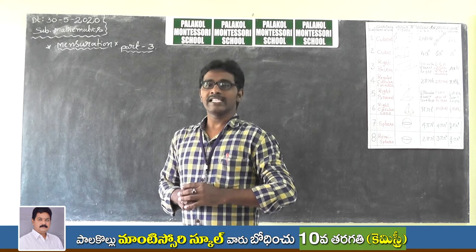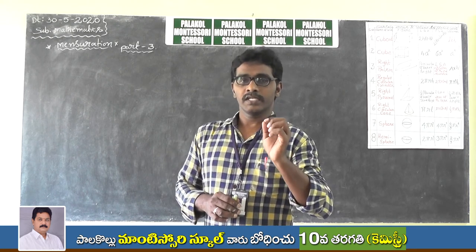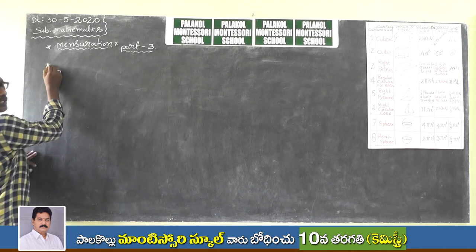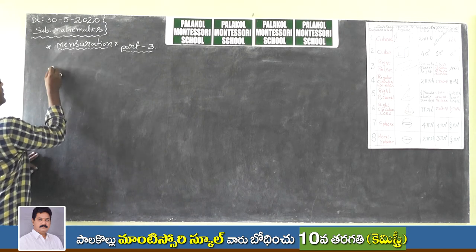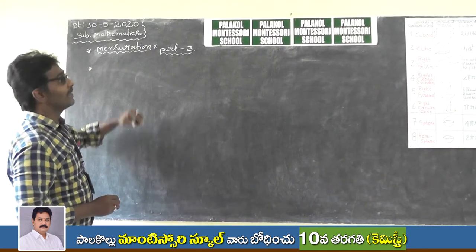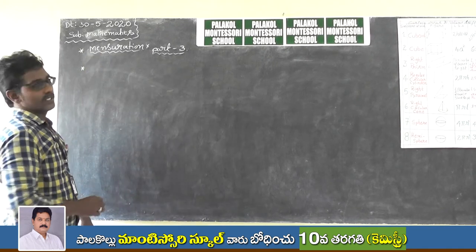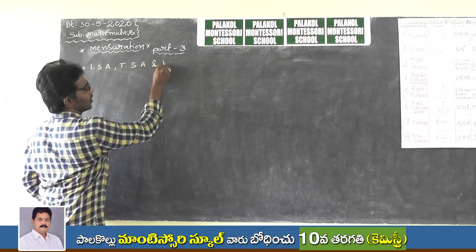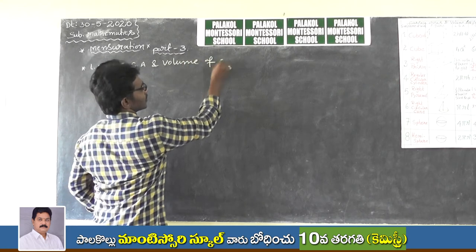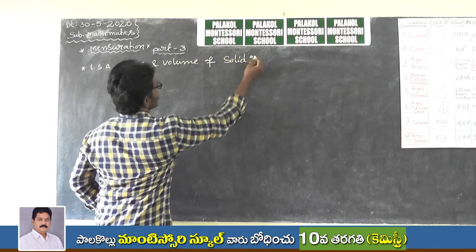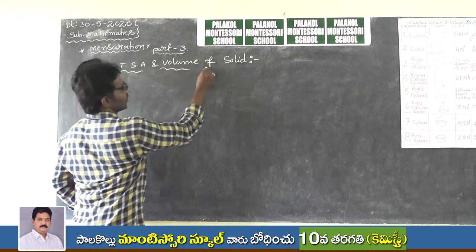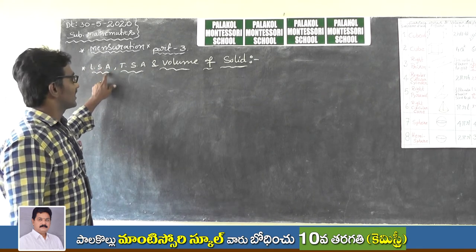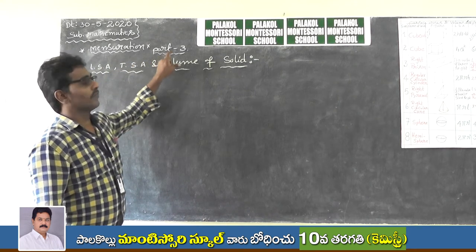second subtopic, that is lateral surface area, curved surface area and volume of the solids. So today we discuss part 3, that means session 3 in this chapter. The second subtopic in this mensuration is lateral surface area, total surface area and volume of solid. Okay guys, first you understand what the title is: lateral surface area, total surface area, volume of the solid.